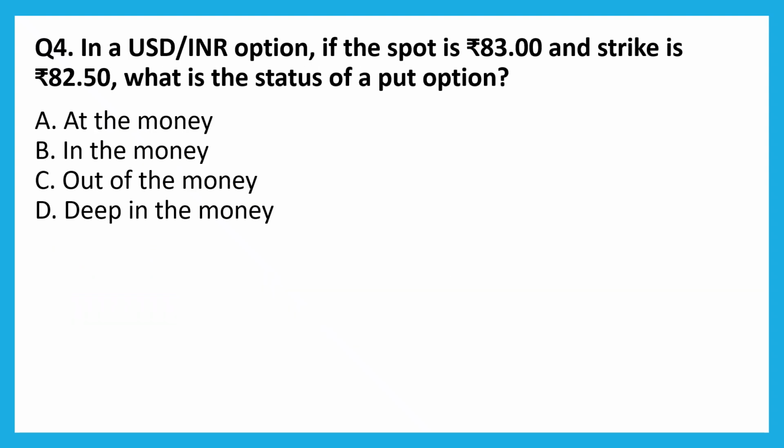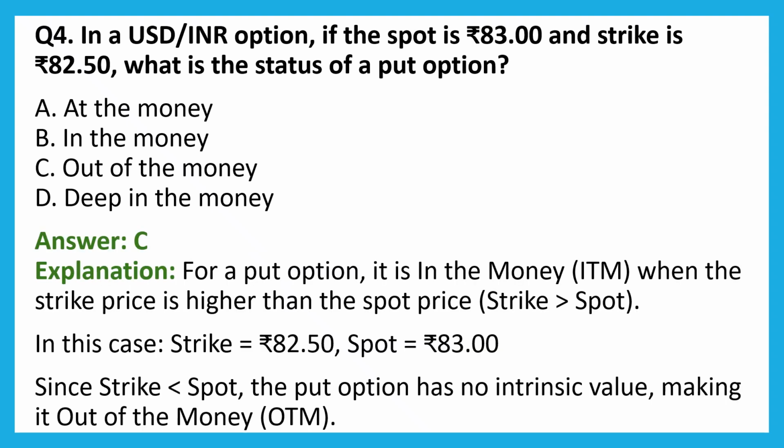Next question. In a USD INR option, if the spot is 83 rupees and strike is 82.50, then what is the status of a put option? Option A at the money, option B in the money, option C out of the money and option D deep in the money. Correct answer is option C out of the money.